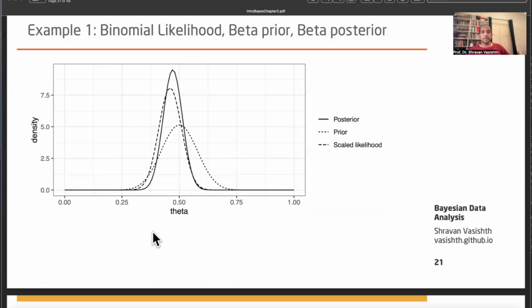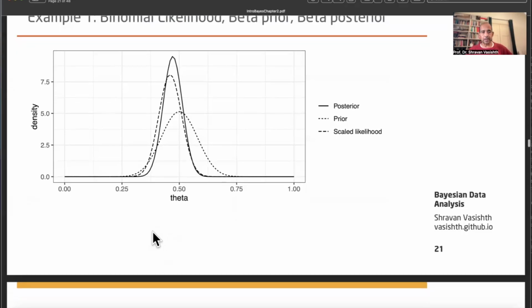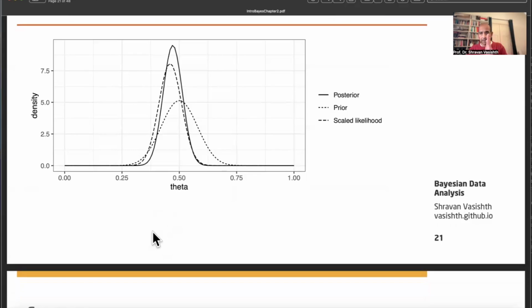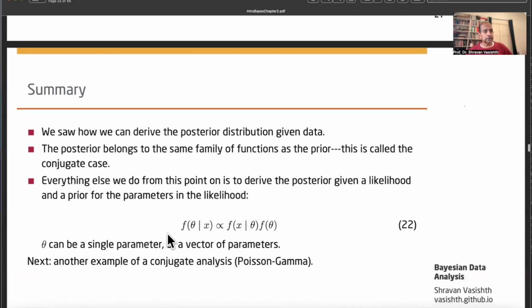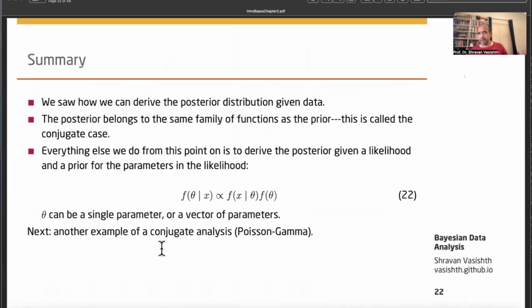Yeah. So this is the interplay between the likelihood and the prior in determining the posterior, and we will get a better handle on this when we actually work with lots and lots of examples. All right, so this is a great starting point, because what I just showed you is a situation where we have a binomial likelihood and a beta prior.